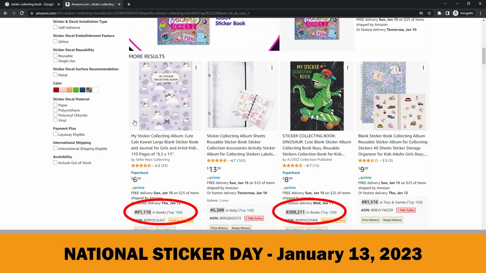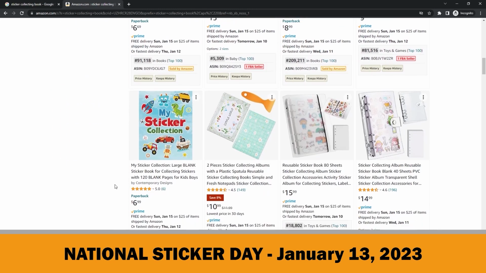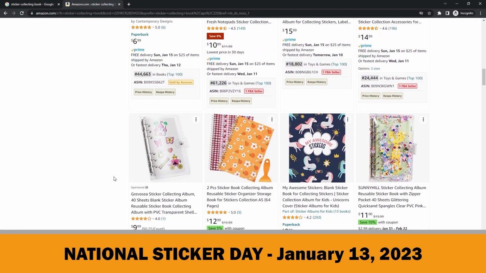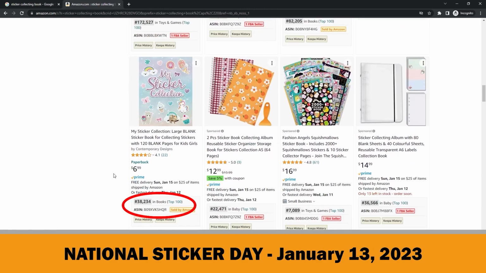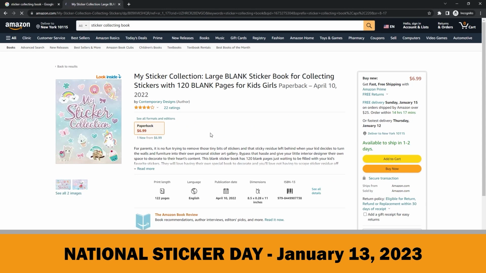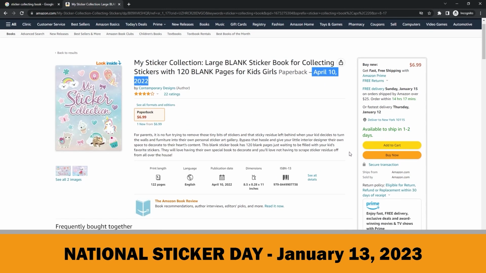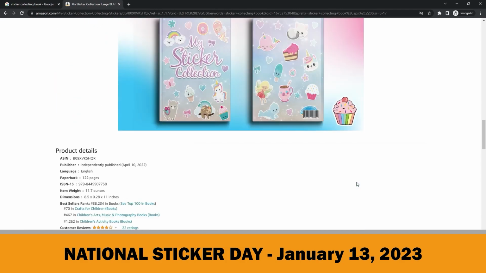However, there are some KDP books in the search results, and they have surprisingly good BSRs and ratings. Let's check one of them. Okay, this book was published in April 2022. I'm curious about the customer reviews.